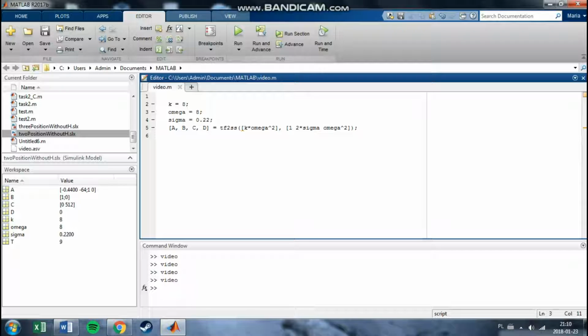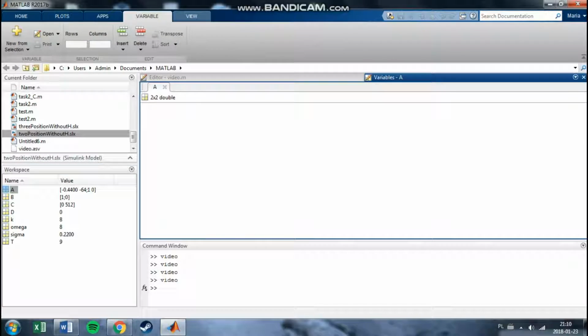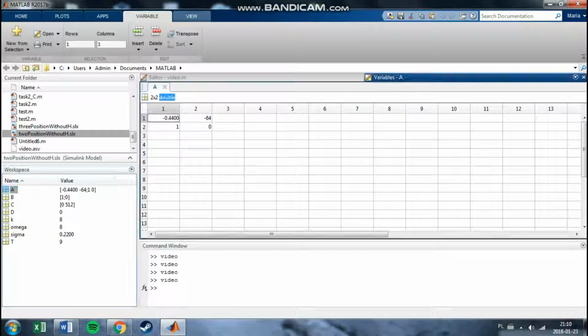If you want to see the whole matrix, we can just click here and we can see the value of matrix A, and it goes on like that. So that's it. Thank you for your attention.